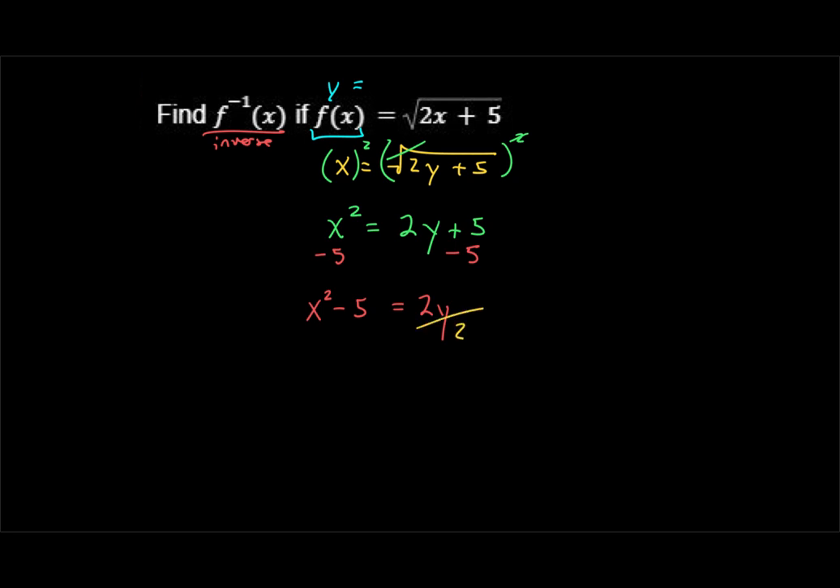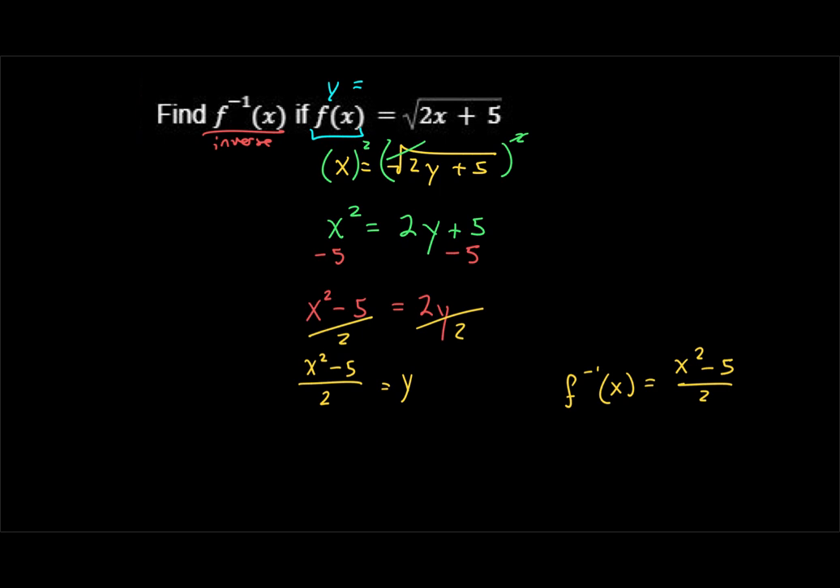And then we'll divide both sides by 2 here. And again, a couple ways to write it. So we have y equals x squared minus 5 all over 2. We could break it up into two fractions as well. Since it does use the f⁻¹ notation, I would probably prefer it as an answer like this. x squared minus 5 over 2. And again, you can break it up into more than one fraction.